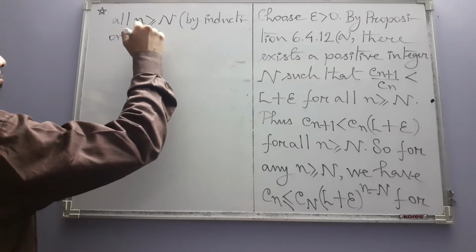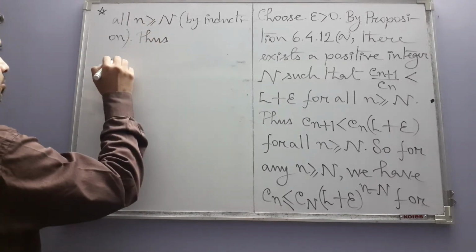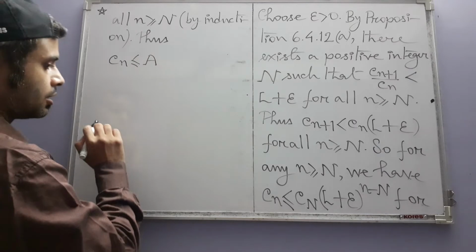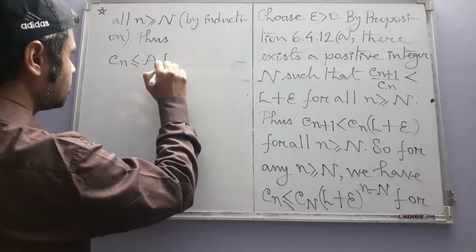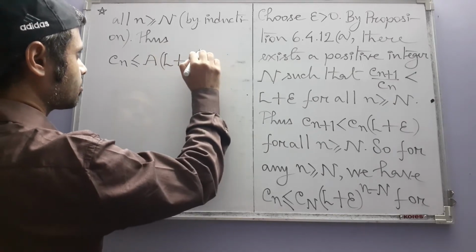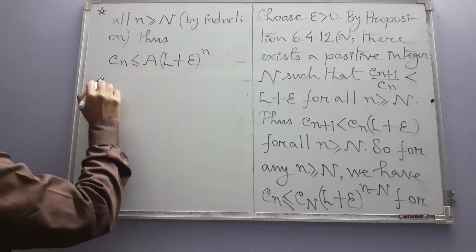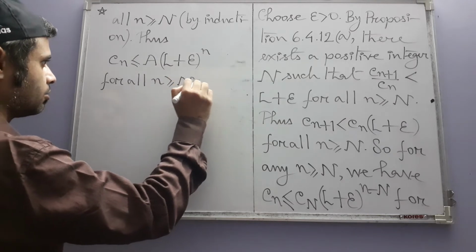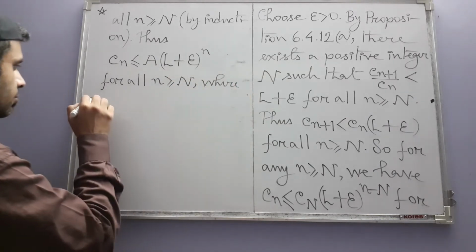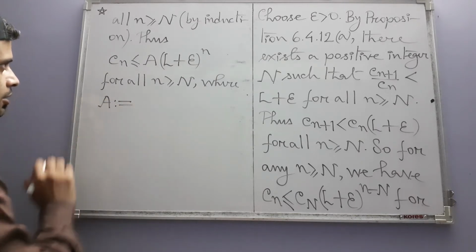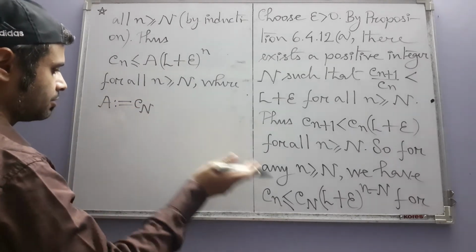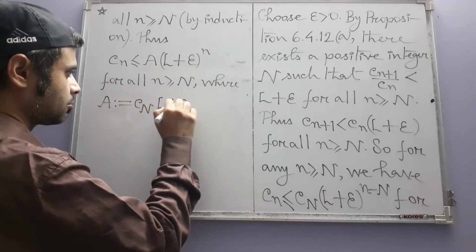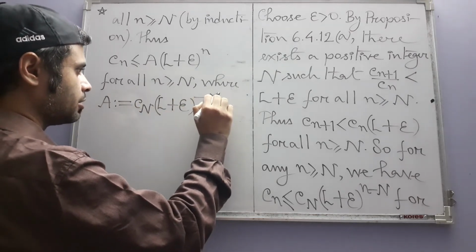Thus, Cn is less than or equal to A times L plus epsilon whole to the power n for all n greater than or equal to N, where A is defined to be equal to Cn times, I mean whatever you don't see here, from here, that is A, minus N.